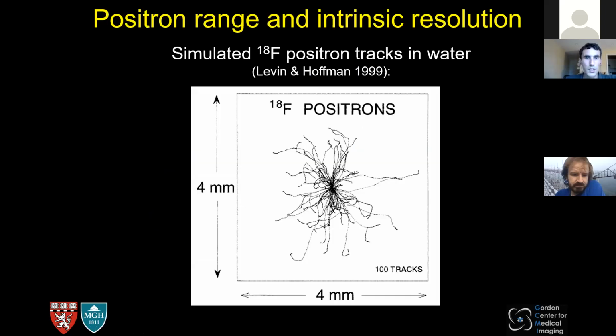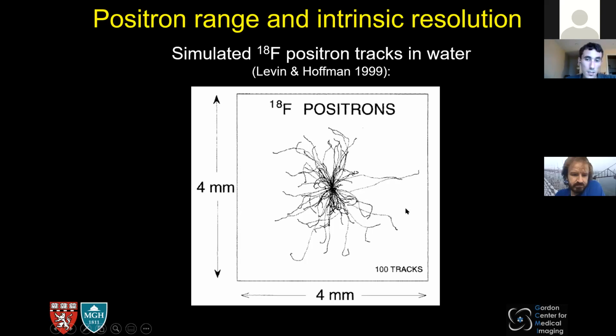These are some examples of positron tracks in water that were simulated. This is for F18. The source of positrons is at the center of this 4 millimeter box here, and you can see the tracks of the positrons. Positrons are emitted from here, and the end of the track basically represents the site of annihilation. You can see that many of them annihilate close to the source, but some of them actually travel several millimeters before they annihilate with an electron.